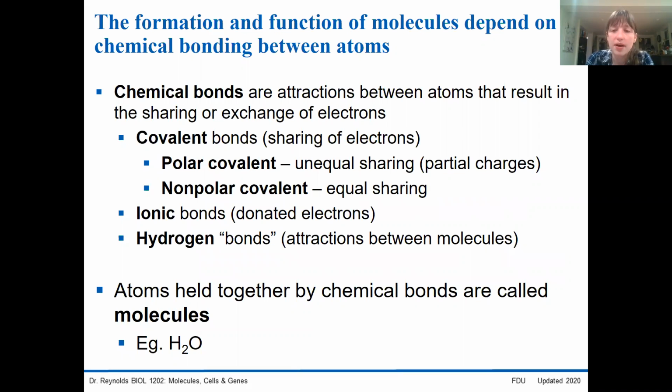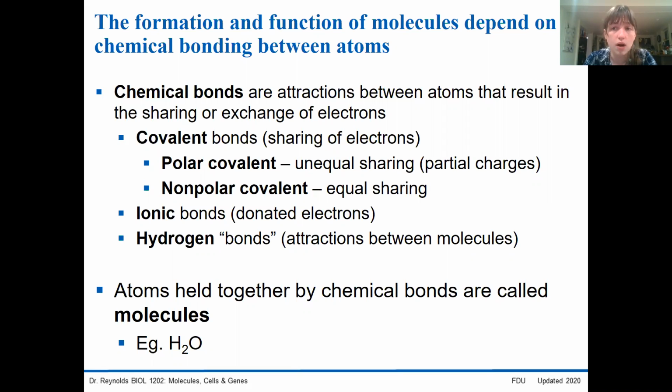So when we talk about chemical bonds, we're talking about attractions between atoms. These are typically due to the sharing of electrons. When we share them, they're called covalent bonds. And I'm going to show you that there's an important distinction here. You'll never write the word covalent alone. You will only identify bonds as polar covalent or non-polar covalent, because these are very important.